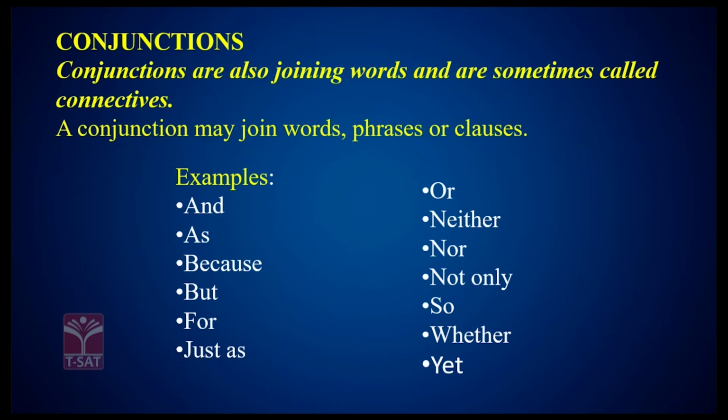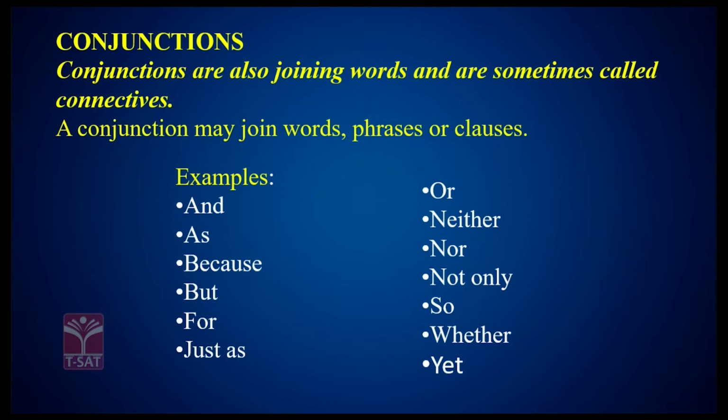Not only this, these conjunctions are also used to connect sentences. So, that is the reason why we maintain the link from one sentence to the other, not losing its gist or its meaning completely. So, conjunctions play a very important role in our writing. Some of the examples given here, the conjunctions which are very frequently used: and, as, because, but, for, just as, or, neither, nor, not only, so, whether, yet.